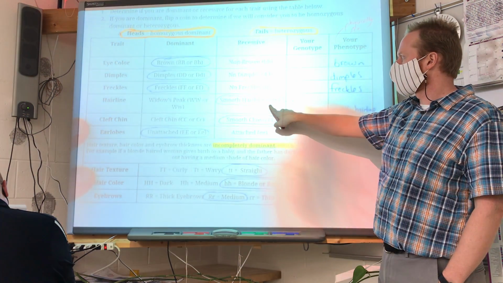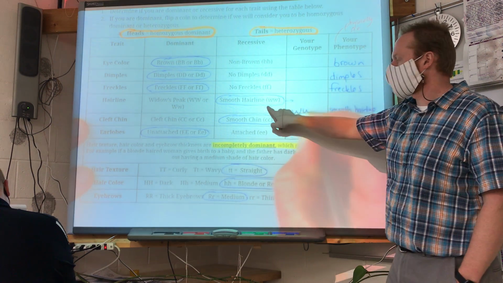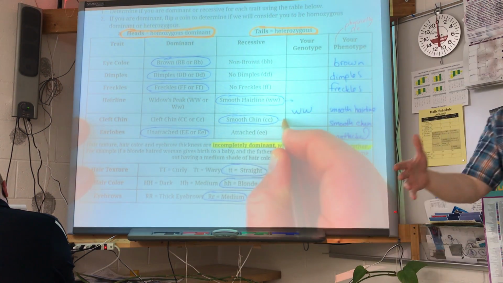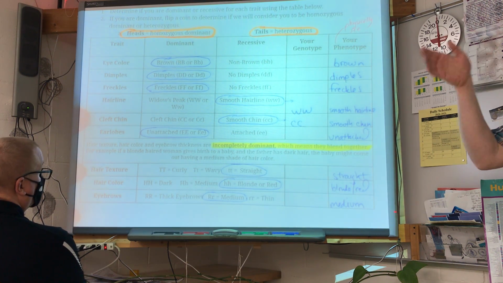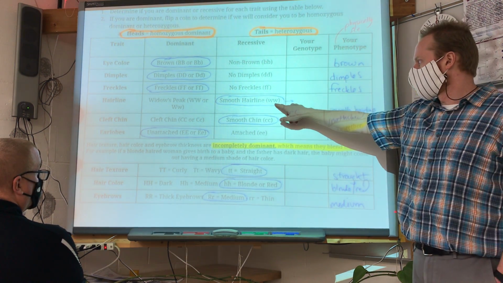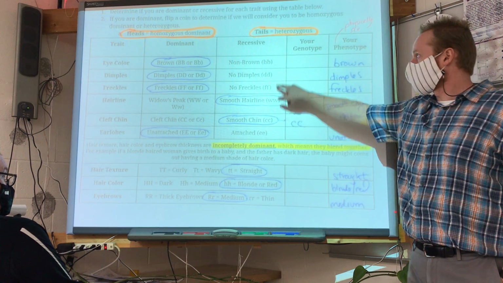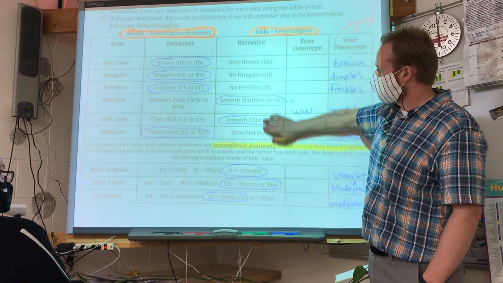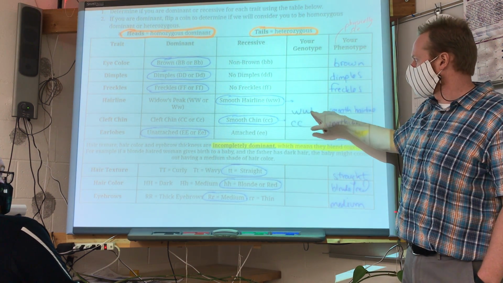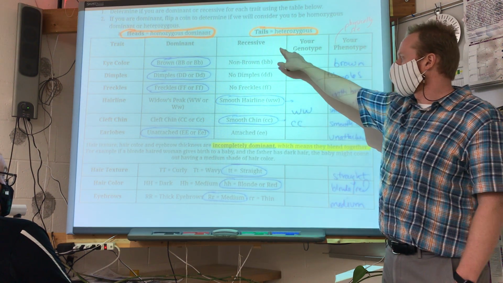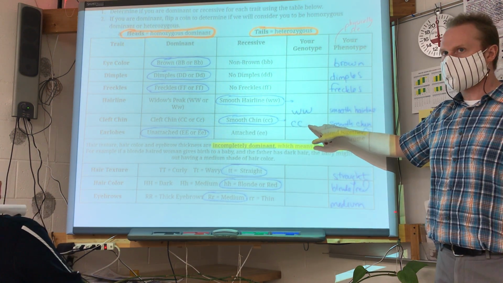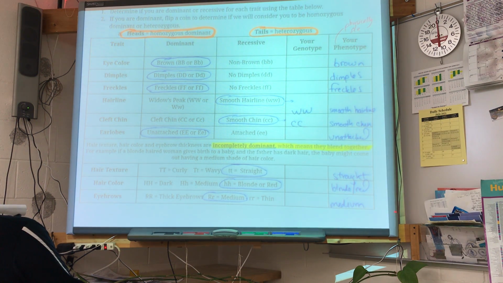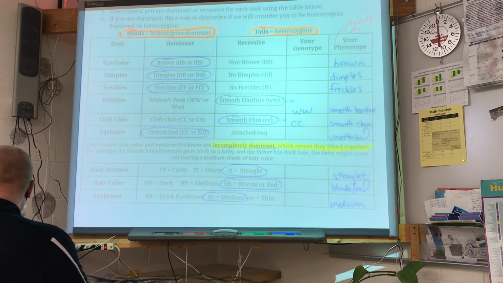For example, we had a smooth hairline. Because it's a recessive trait, the only time we see the recessive trait is when it's homozygous, same, recessive. So we circled smooth hairline, that's the recessive trait, right? So we have a little w. We have the recessive trait for a smooth chin, little c. So if you have the recessive trait, your genotype will be homozygous recessive, little, whatever those letters are.